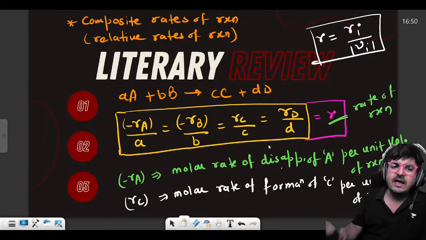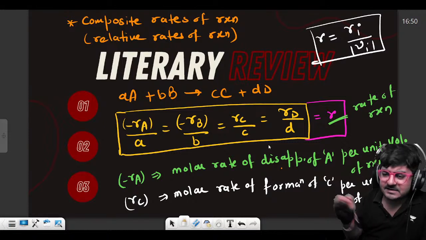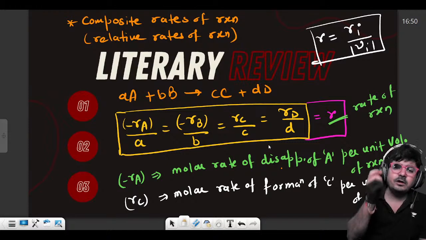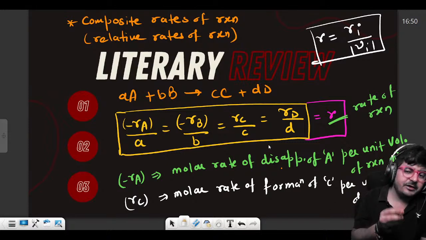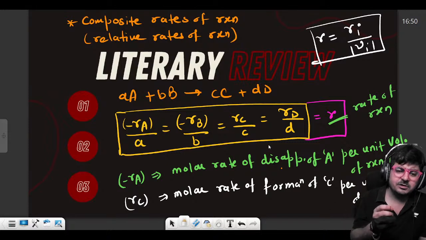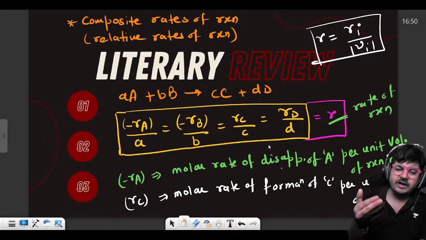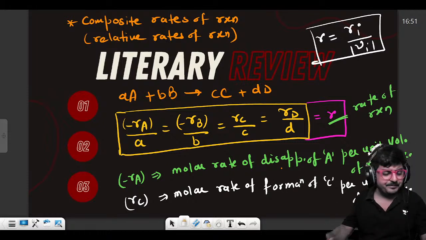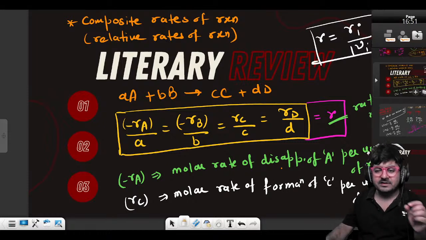Now what is the benefit of this? In any chemical reaction, in an exam, in any problem, if they provide you the data for the rate of reaction or the molar rate of disappearance or consumption or generation of any component, you can calculate the data for the rate of reaction as well as for other components. Okay, now a question can also be made on this. Let's see what question can be made.